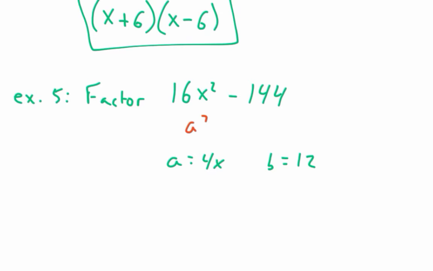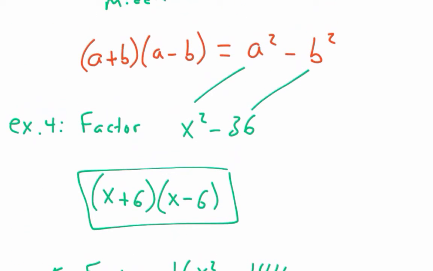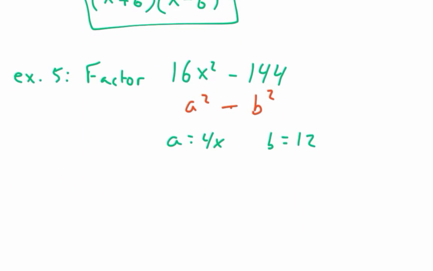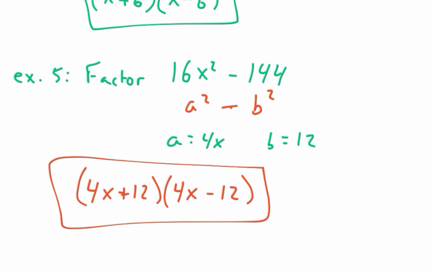Now if we're looking at this as though it's a squared minus b squared, you know that thing from the beginning, you have the minus there. We know the answer has to be just a plus b times a minus b. So a final answer then is going to be 4x plus 12. That's the a plus b times a minus b. So 4x minus 12. So that's the answer. Fair?